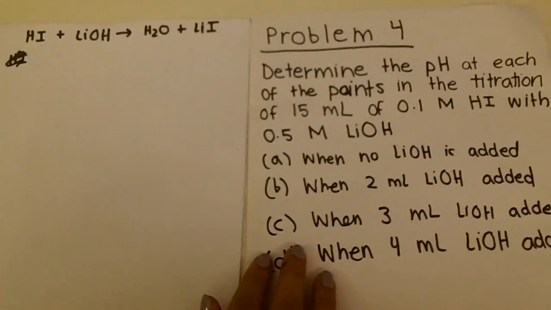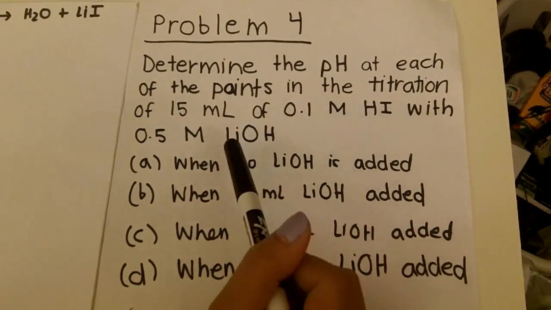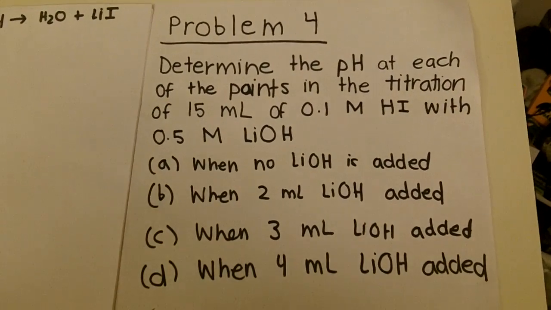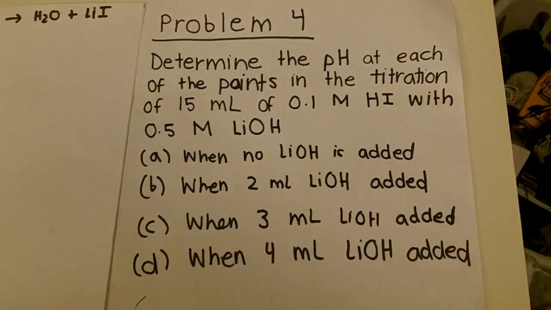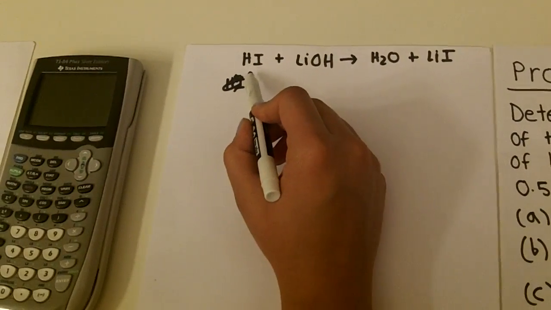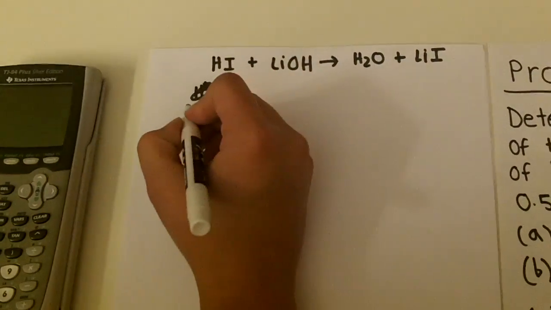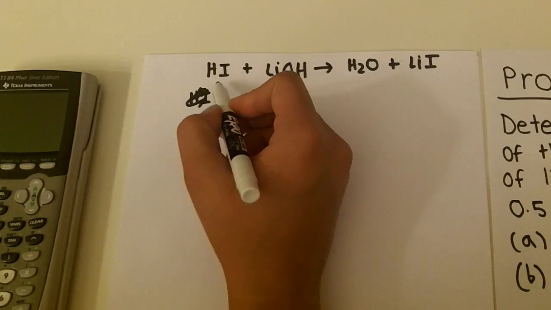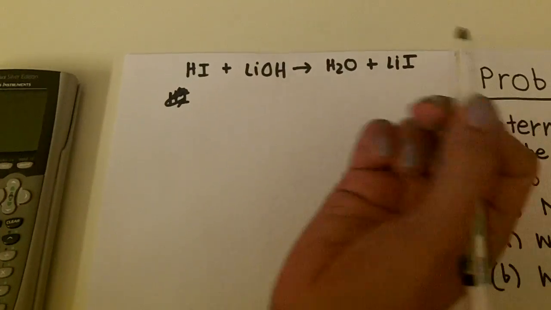So the first thing in solving these problems is to determine whether the acid and the base are strong or weak. We know that hydroiodic acid is a strong acid and lithium hydroxide is a strong base. So we write out our reaction, and for a strong acid and strong base, it'll always yield water and a salt. The good thing about a strong acid and strong base is that they fully ionize, and so does the salt, since it's a salt.